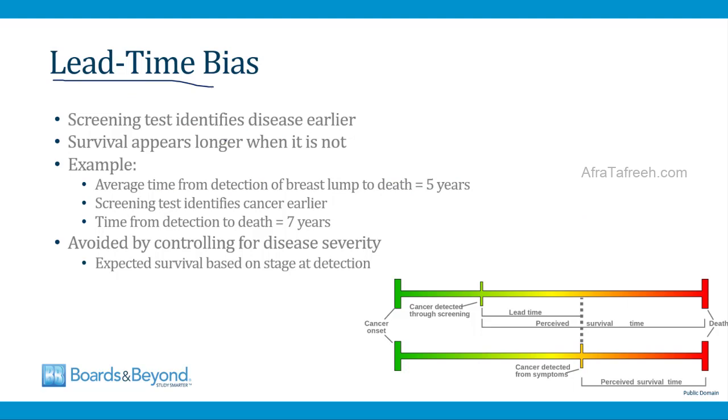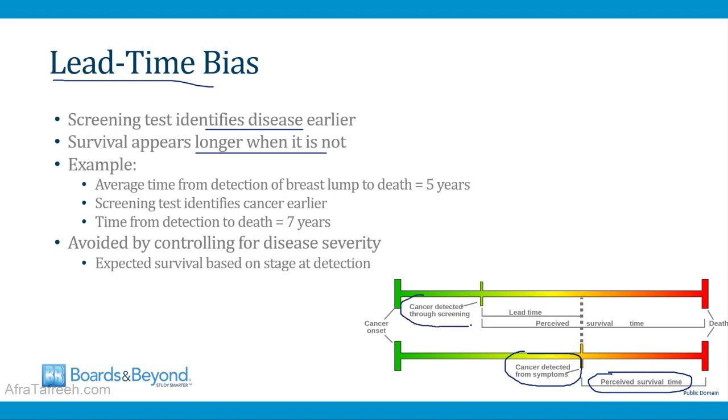This refers to when screening identifies disease earlier, and it can make survival appear longer even though it's not. So if you look down here at the bottom of the screen, this is when cancer would normally be detected based on symptoms, and this is what the perceived survival time would be if you looked at the survival of cancer patients who were diagnosed based on symptoms. Now, if you introduce a screening program, you might diagnose cancer earlier before it would normally be diagnosed, and this leads to what's known as lead time. This is extra time that the patient is alive after being identified, and this will make your perceived survival time appear longer, even though it's not. All you did with your screening program was detect patients earlier.